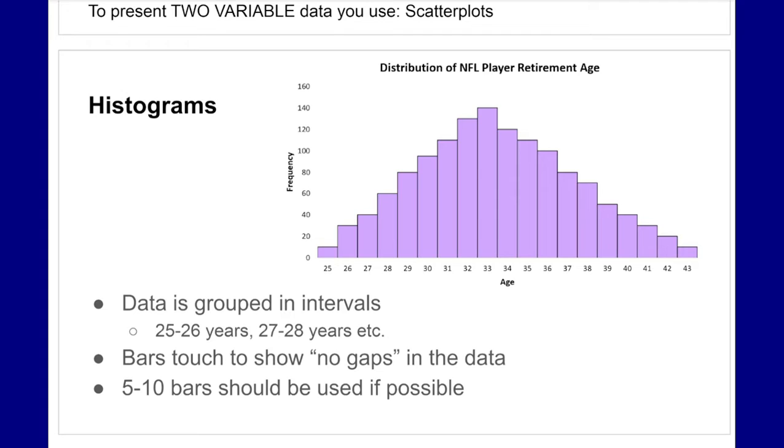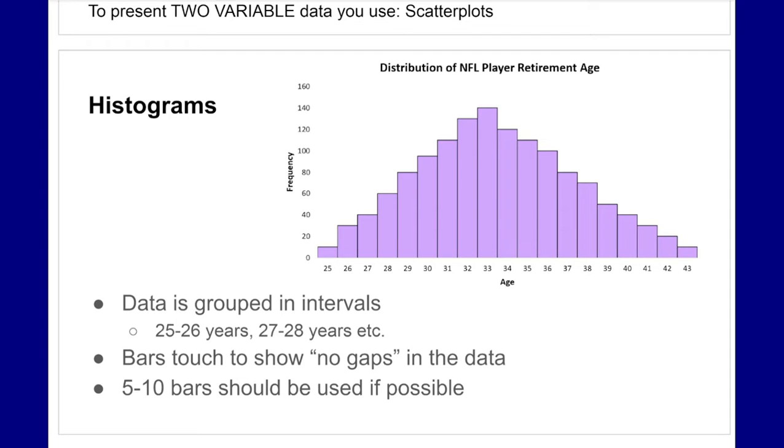They're not going to be specific values, right? So you could have someone that's 25 years and 2 days, and they would still be grouped into a specific interval. 25 years and 364 days, they're still going to be grouped within the same interval. Part of that is why the bars touch, to show no gaps in the data, because we're looking at intervals. So any value between the intervals gets included in a bar.